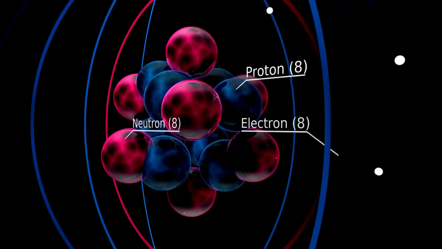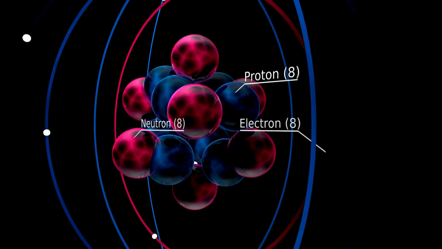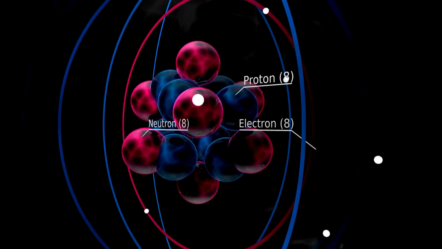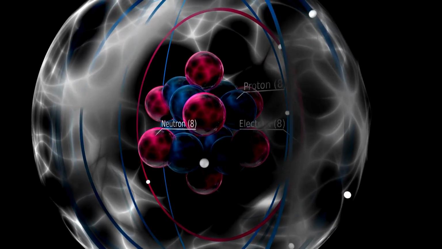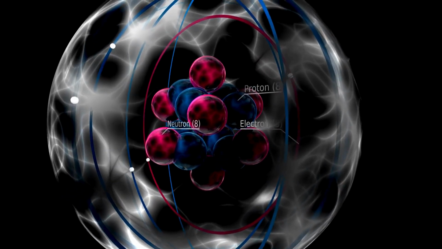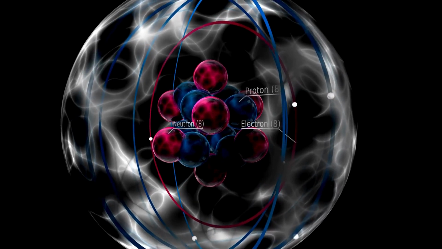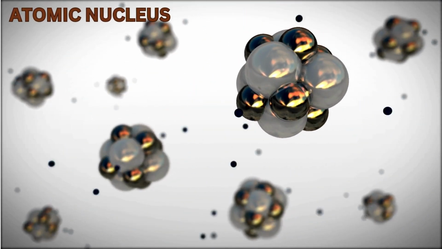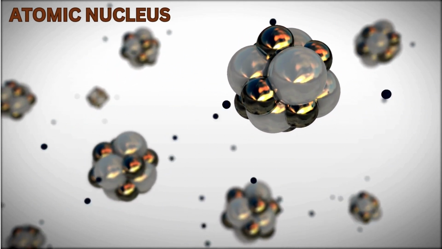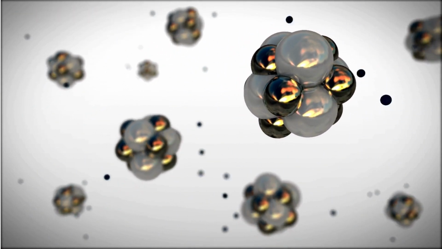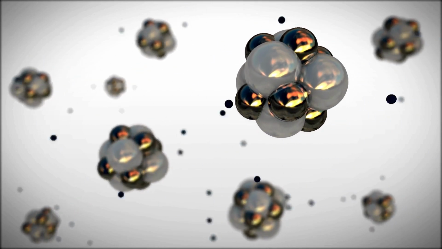Electrons. Electrons are negatively charged particles that orbit the nucleus in electron shells or energy levels. Electrons are involved in chemical reactions and bonding between atoms. Atomic nucleus. The nucleus is the central core of the atom, consisting of protons and neutrons. The nucleus is held together by the strong nuclear force.